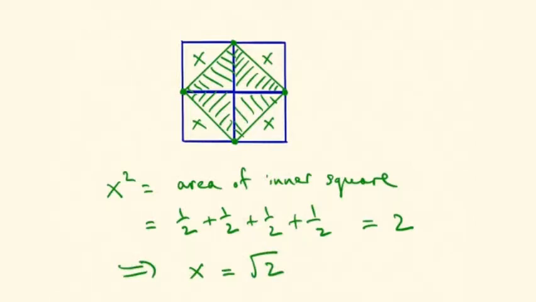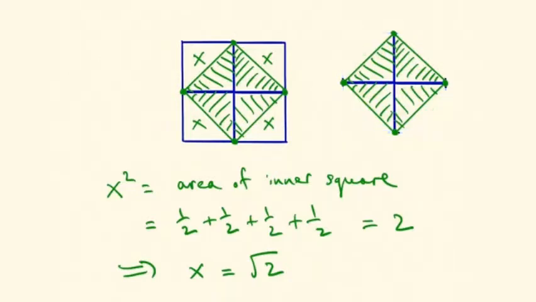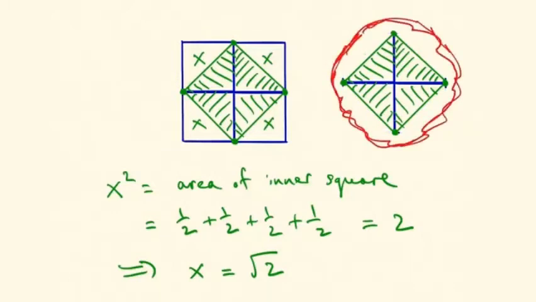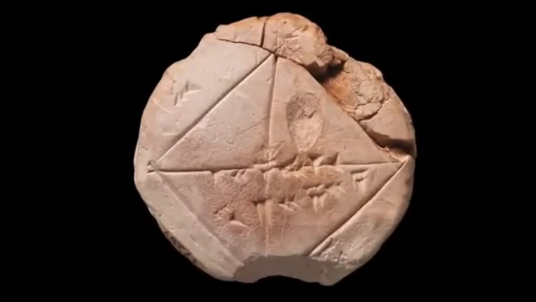Now I'm going to do something. I'm going to copy this figure, and I'm just going to rub out everything outside that green inner square. And then I'm going to get some clay. So I've got some soft clay, and I've imprinted on that clay an image of that inner square that we've been discussing. I put it in the oven and bake it, and then a few thousand years later, this is what we get. This is called the Yale tablet, and it's the oldest recorded proof of the Theorem of Pythagoras, and in fact predates Pythagoras by about 1,000 years.